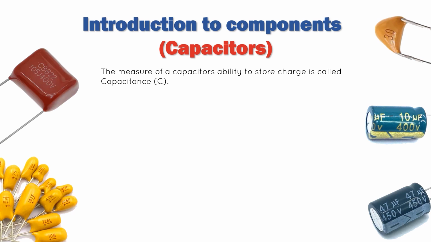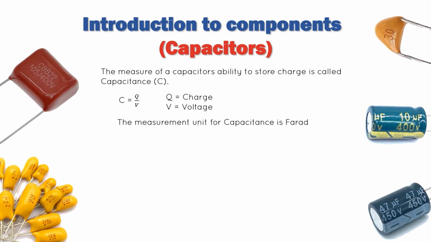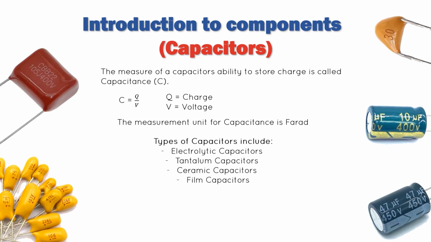The measure of a capacitor's ability to store charge is called capacitance, and capacitance is equal to charge over voltage. Mathematically, this is represented by C equal to Q over V, where Q is charge, V is voltage, and C is obviously capacitance. Capacitors are measured in farads. There are several kinds of capacitors, some of which are electrolytic capacitors.